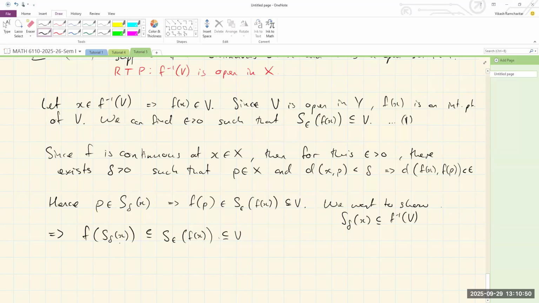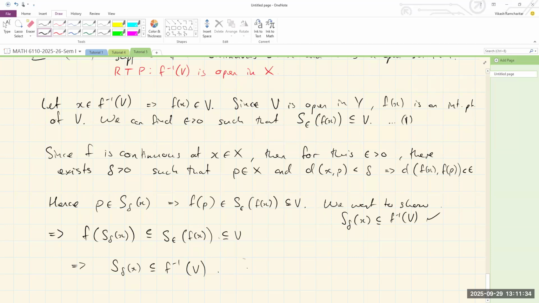So if f of this sphere is within V, then that means this delta sphere belongs to the pre-image of V, right? Because every point here maps into V. So this set belongs inside of the preimage of V, and that's what I wanted to show.